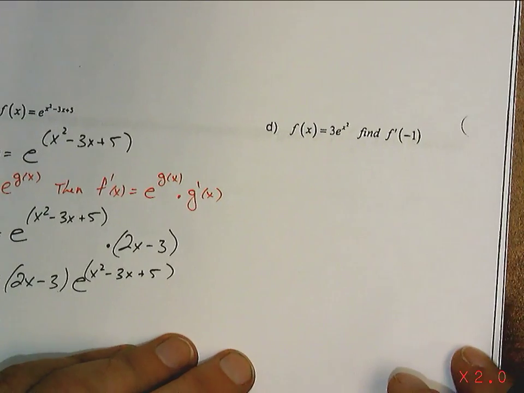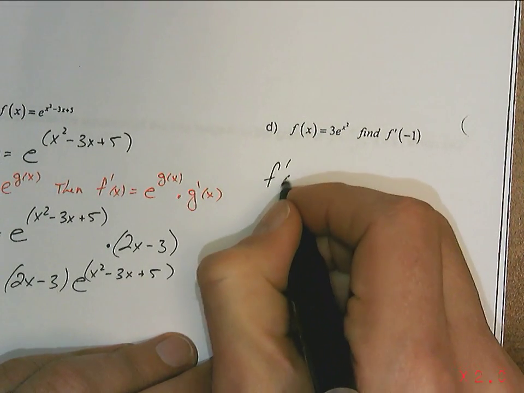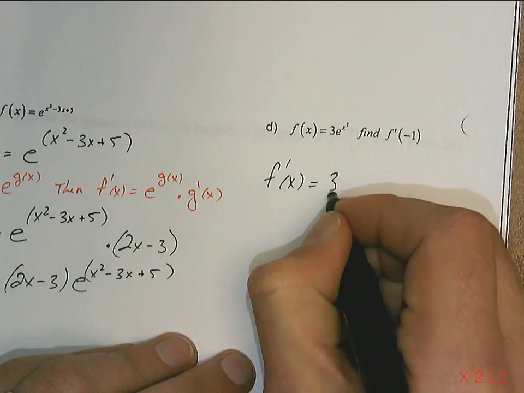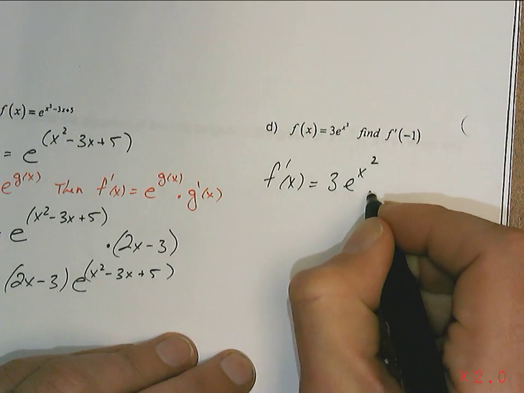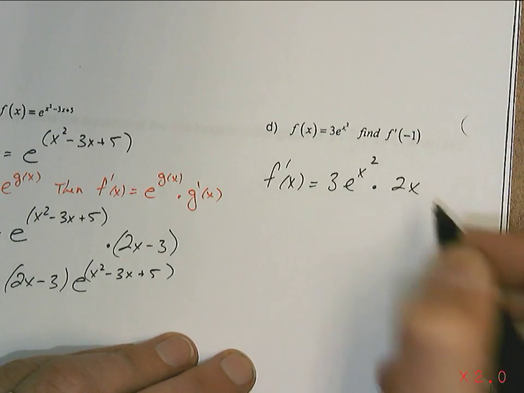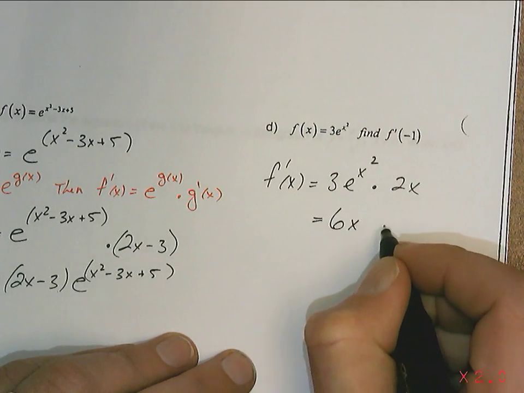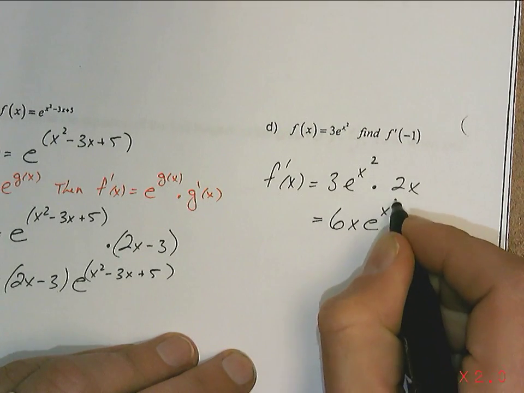Let's see what we have here. Okay, it looks like I'm going to take the derivative straight off. The derivative will be 3 e to the x squared times the derivative of x squared, which is 2x. So this is going to work out to be 6x e to the x squared.